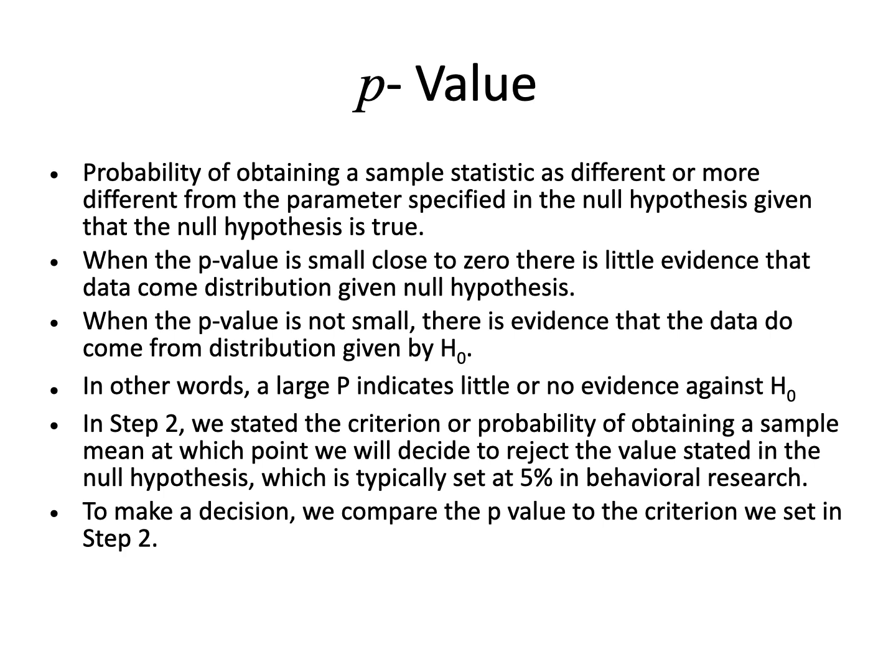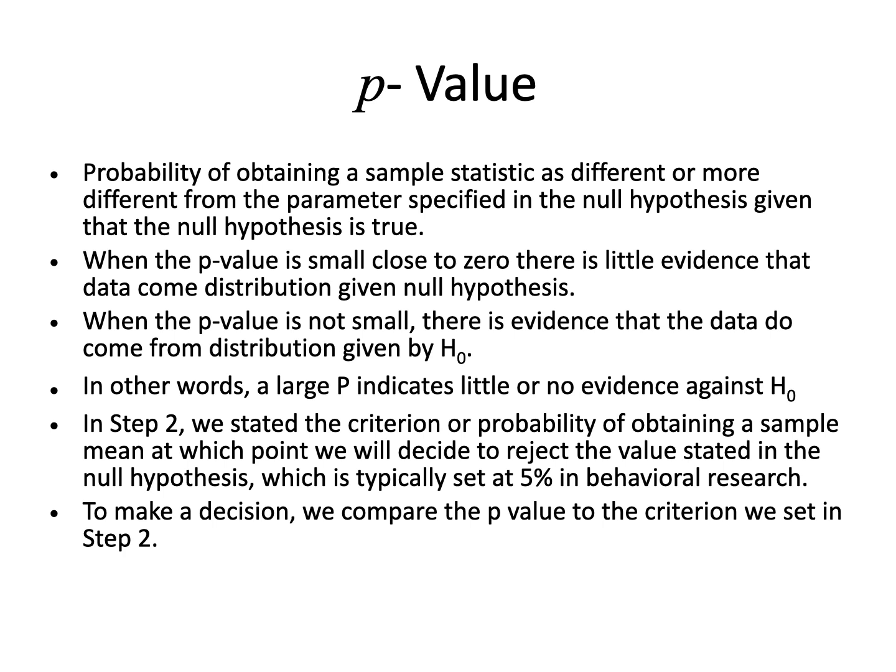We can also take the decision on the basis of the p-value. This p-value is nothing but the probability of obtaining a sample statistic as different or more different from the parameter specified in the null hypothesis, given that the null hypothesis is true. And when the p-value is small or close to 0, then there is little evidence that the data come from the distribution given in the null hypothesis.